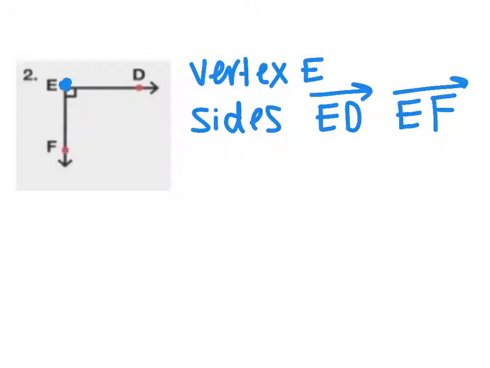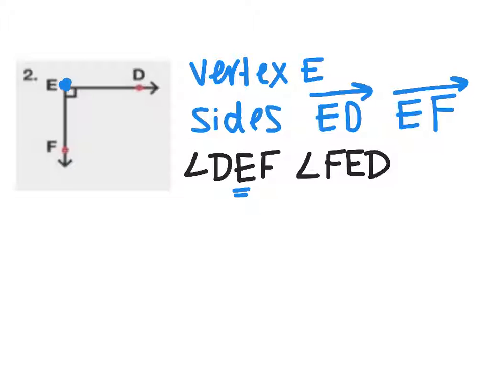To name this angle, I could name it angle D, E, F. E is the vertex, so it has to be in the middle of the name. Or I could name it using the angle symbol, angle F, E, D. Again, E is the vertex, so it would have to be in the middle of the name. I can also name it just using the vertex, so I could name it angle E. And again, if there was a number in here, like the number 1, I could name this angle 1.